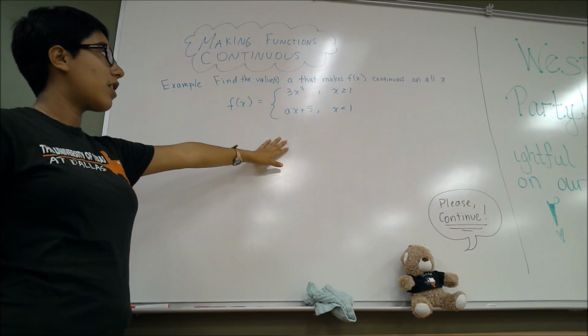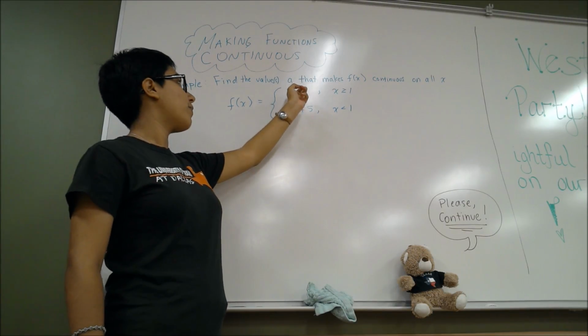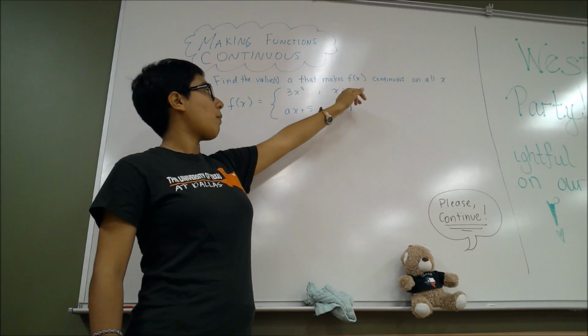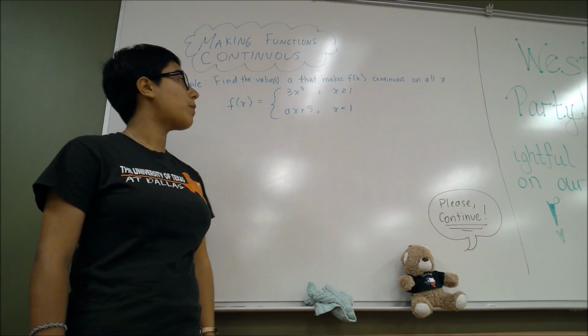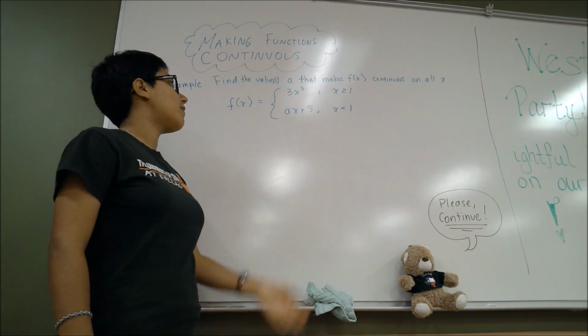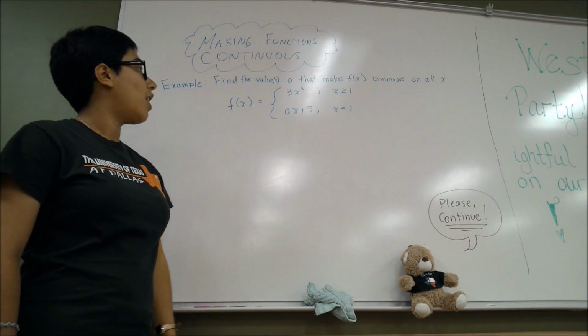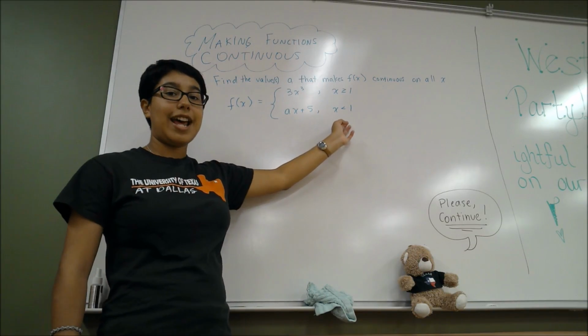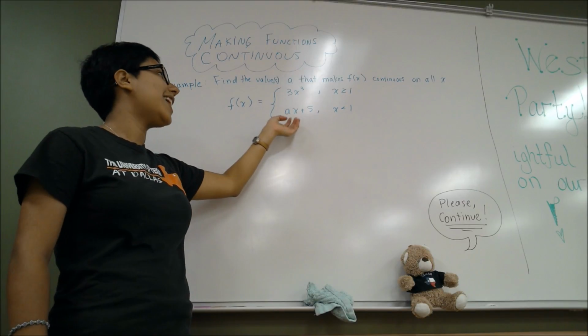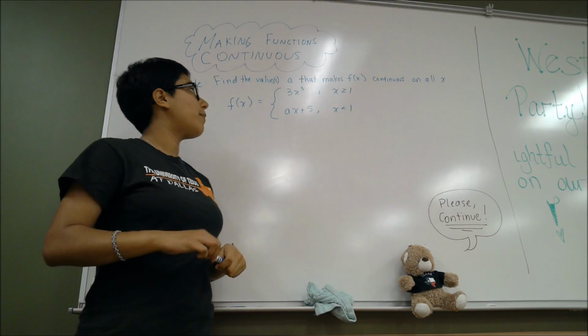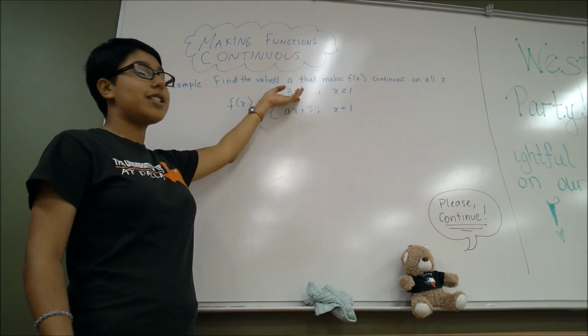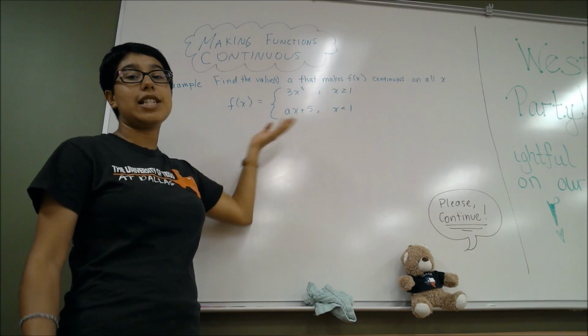So we have this composite function where, when x is greater than or equal to 1, the function is defined by 3x cubed. Otherwise, when x is less than 1, we follow ax plus 5. The first thing to note is that this is a cubic function and then this is a linear function.